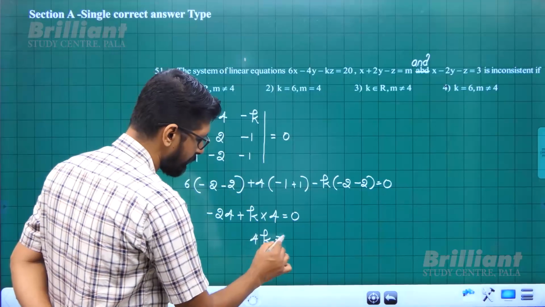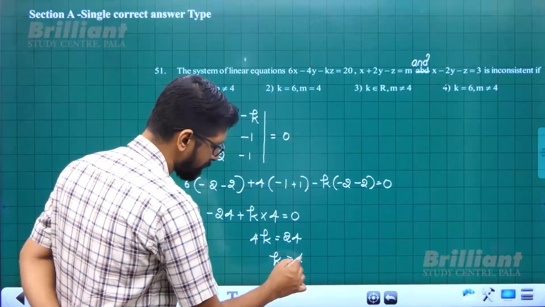So 4k is equal to 24. k is equal to 6 we get.